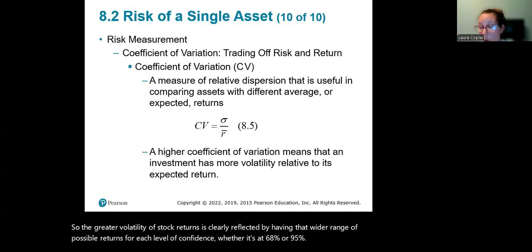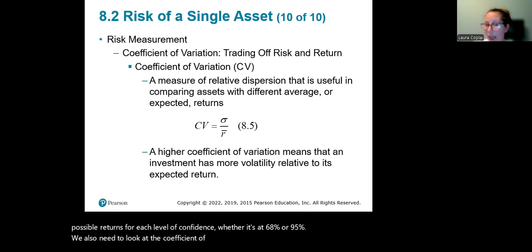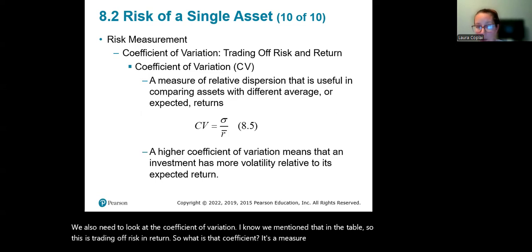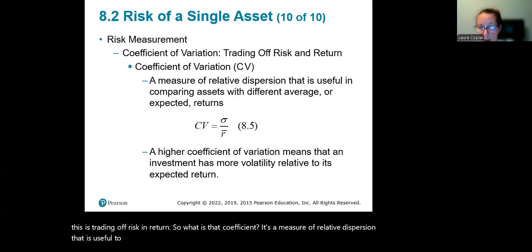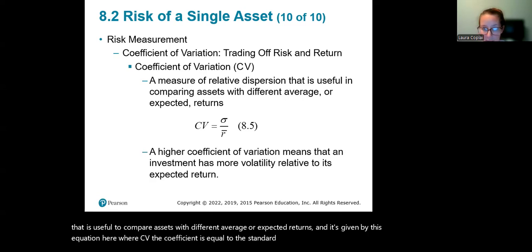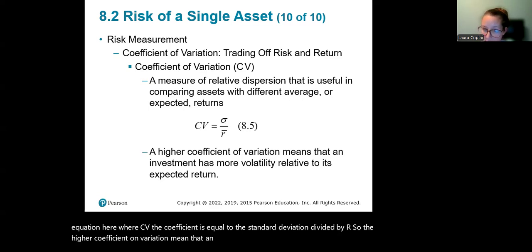We also need to look at the coefficient of variation. I know we mentioned that in the table, so this is trading off risk and return. So what is that coefficient? It's a measure of relative dispersion that is useful to compare assets with different average or expected returns. And it's given by this equation here, where CV, the coefficient, is equal to the standard deviation divided by R. So the higher coefficient of variation means that an investment is more volatile relative to its expected return.